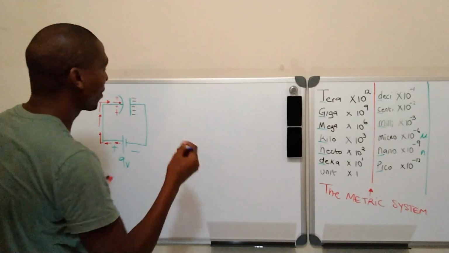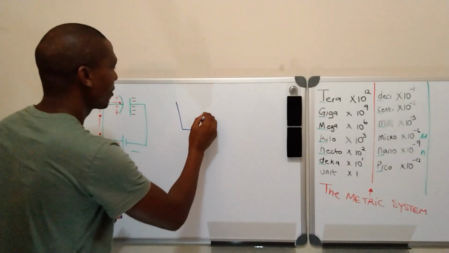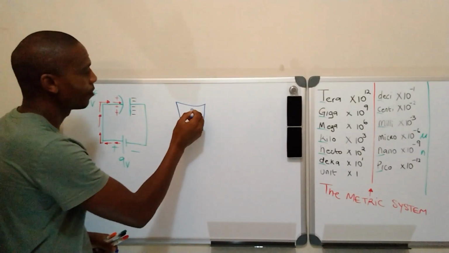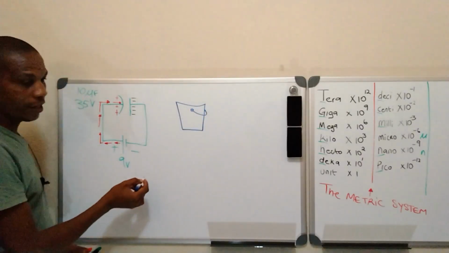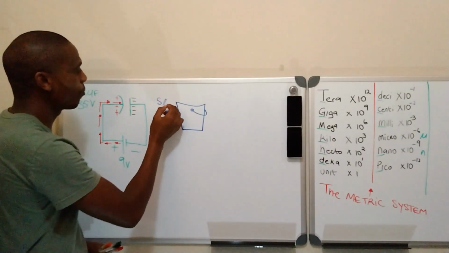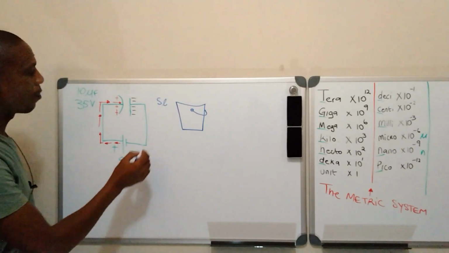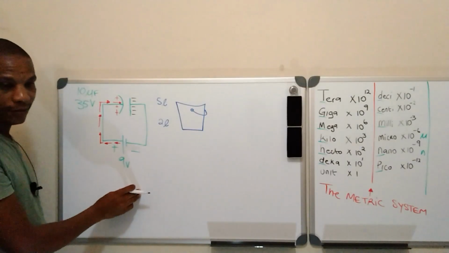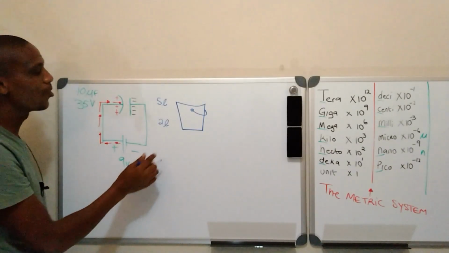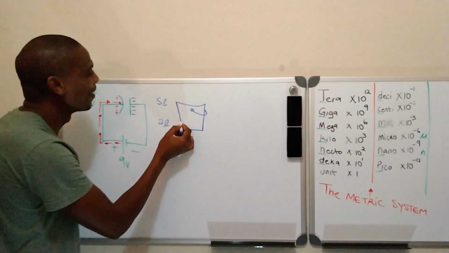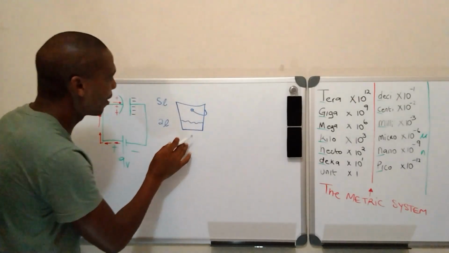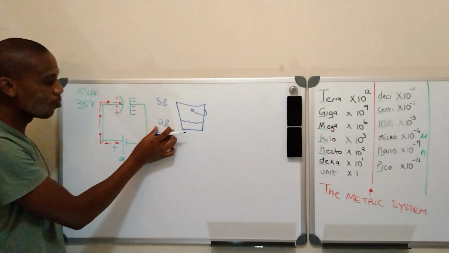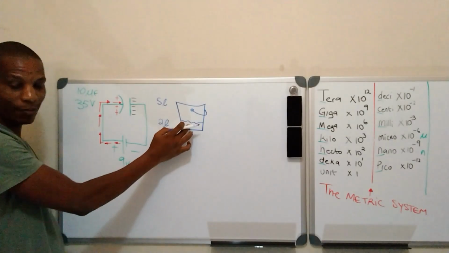Let's assume that we have a bucket, like this. This bucket can carry 5 liters of water. But you only pour 2 liters. How much water will be in the bucket? 2 liters. You'll only have 2 liters of water. It can carry 5 liters maximum, but you only pour 2 liters, so you only get 2 liters inside the bucket.